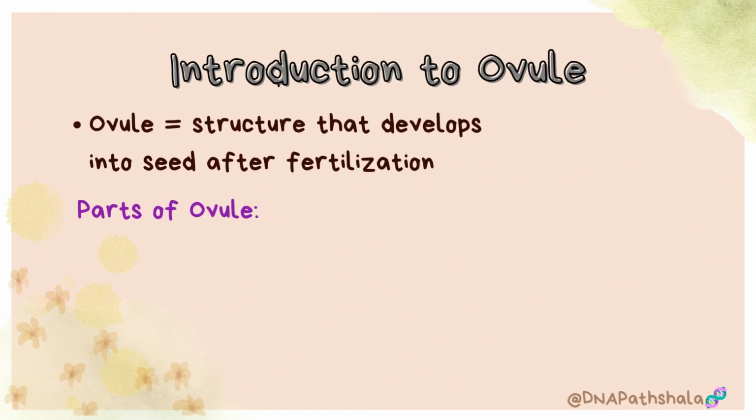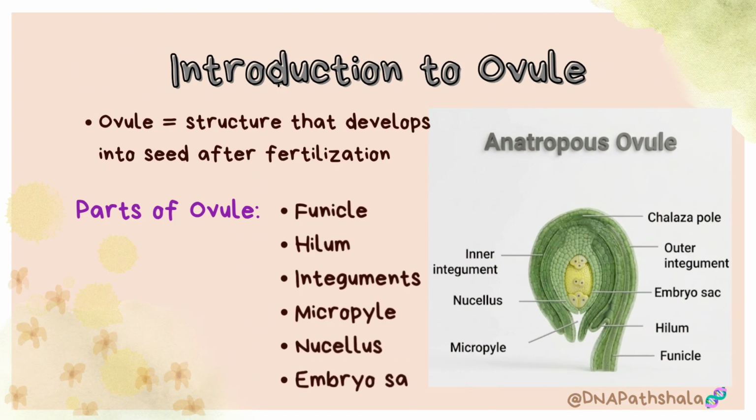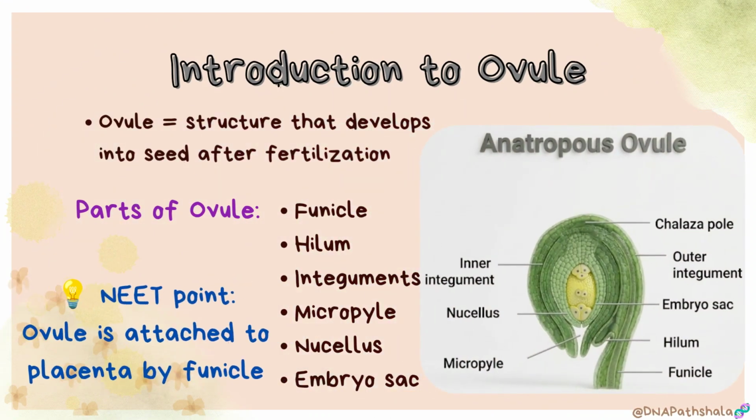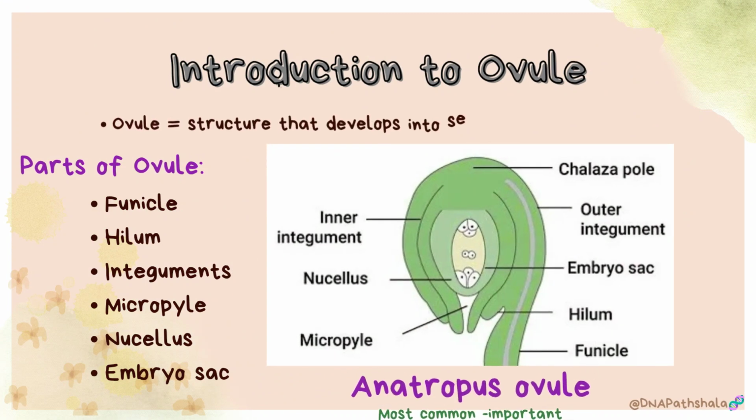Okay, it has multiple parts like funicle, micropyle, integuments, nucellus and embryo sac. नेम्स याद रखने से ज़्यादा इम्पॉर्टेंट है उनका बेसिक आइडिया क्लियर होना. हम ये पार्ट्स आगे के वीडियो में देखेंगे. ओके. Ovule is attached to the placenta by funicle. रिमेंबर इट फॉर योर NEET exam. Here it is the Anatropous Ovule diagram, which is very important for your NEET as well as your board exams. So practice it very hard.